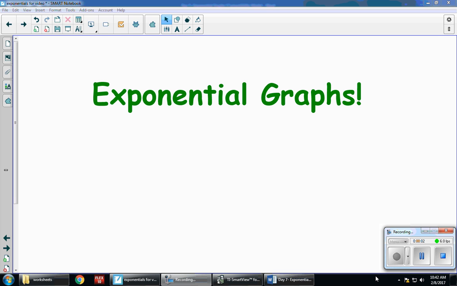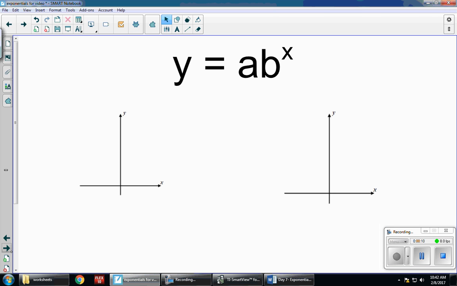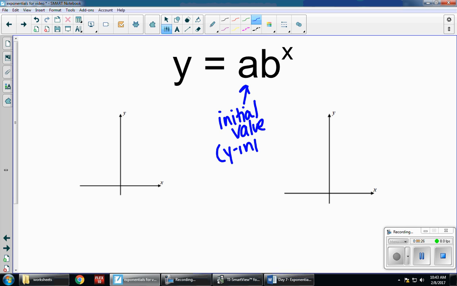This video is all about exponential graphs. So I'm just going to walk you through some key things to know about graphing exponentials and what they're going to look like. The general form of an exponential function or an exponential equation is y equals ab to the x. So when I have this form, a is my initial value, also known as my y-intercept. B is what we call the growth factor.